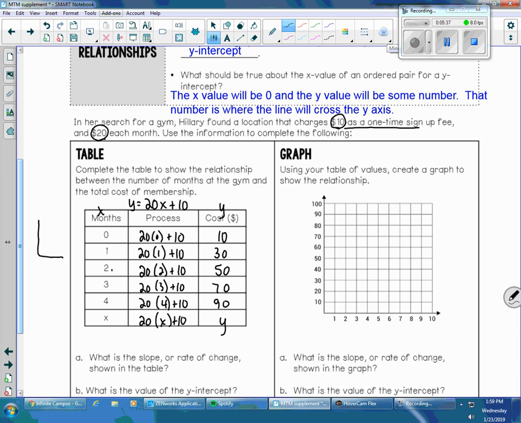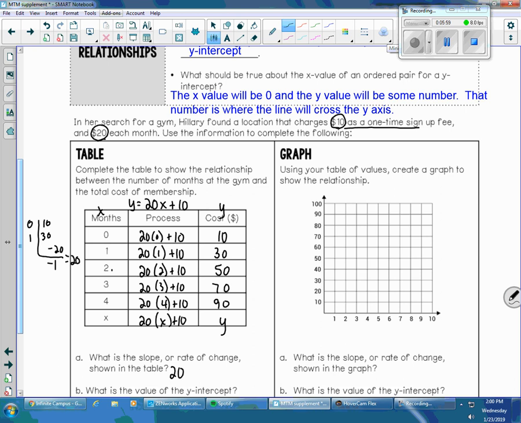So here I've got my Larkin L. I'm going to use 0 and 10, and then 1 and 30, and I'm going to subtract down. 10 minus 30 is negative 20. 0 minus 1 is negative 1. Negative 20 divided by negative 1 is a positive 20. Okay, so 20 is my slope or my rate of change.